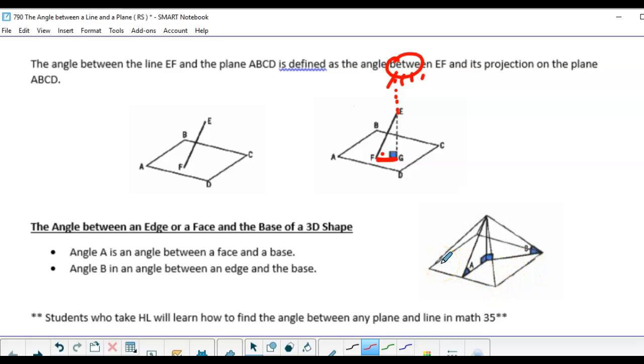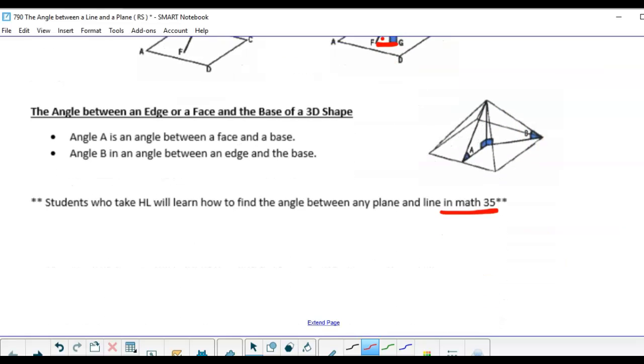For IB at this level, that's all that we need to learn about. If you do go on to Math 35, you're going to learn all about vectors and then calculate angles between lines and planes, between planes, all that kind of stuff. But for our purposes, and if you continue to SL, this is what we need to do. Angle A, you can see there, is the angle between a face of that pyramid and the base, and angle B is the angle between an edge and the base. All right, so let's go to some calculating.